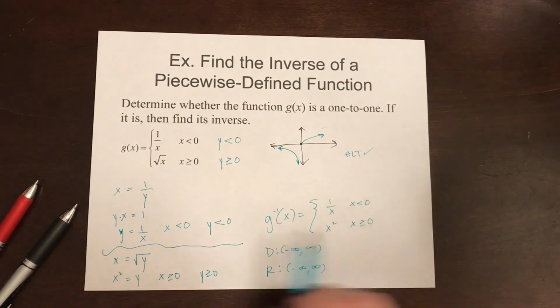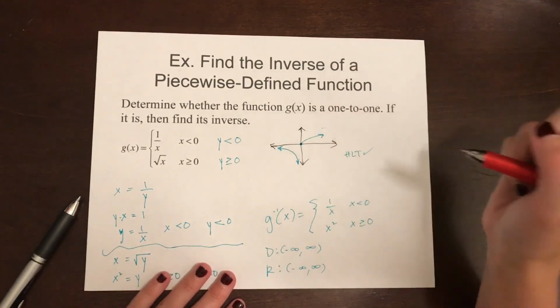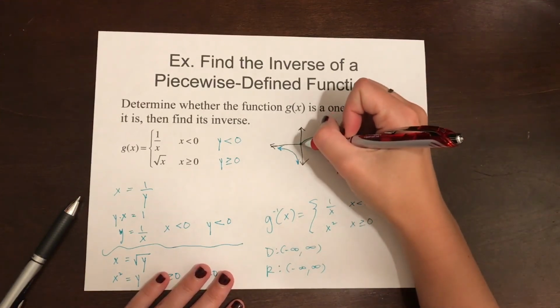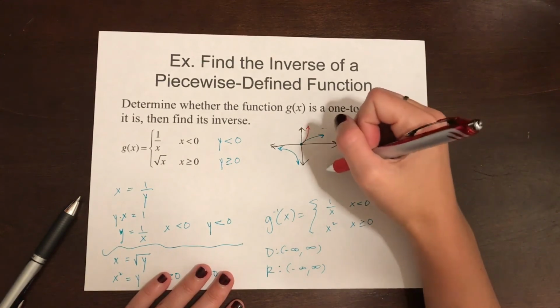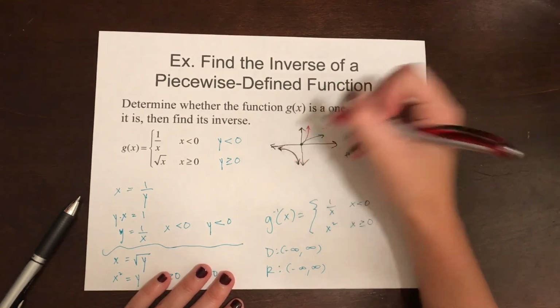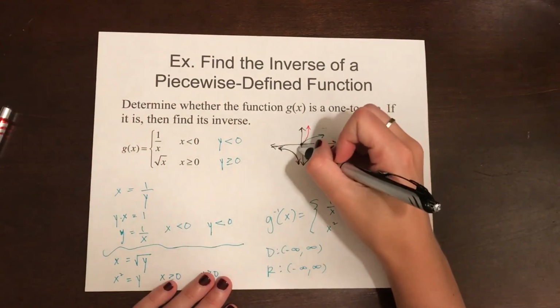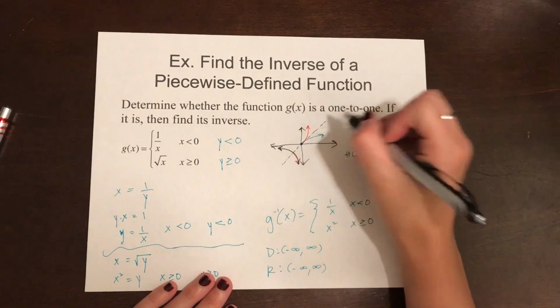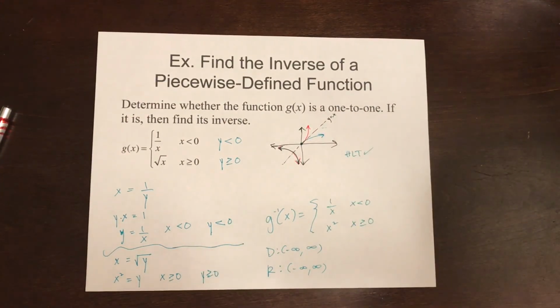And we could also sketch g inverse. For x less than 0, this would overlap. You can see, very rough sketch, but those two graphs would be reflections about the line y equals x.